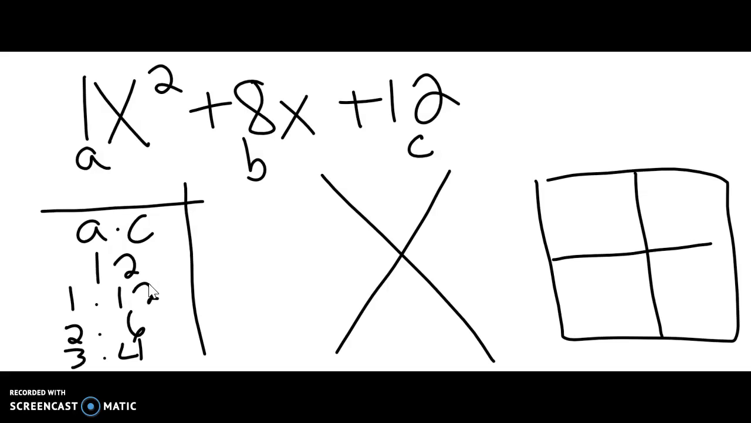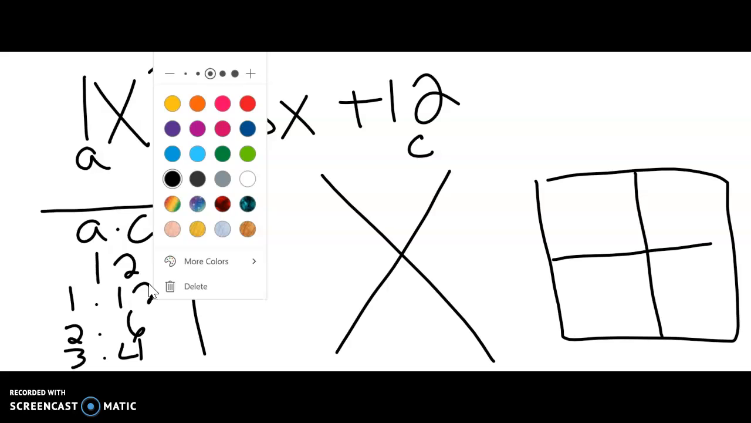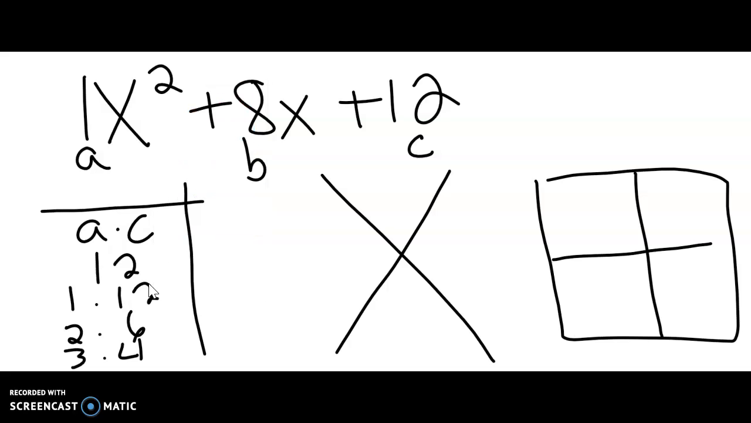Now we're going to fill out our diamond. In the top of our diamond, we're going to write A times C, and A times C is 1 times 12, which is 12. And B goes in the bottom of our diamond, and that is a positive 8.